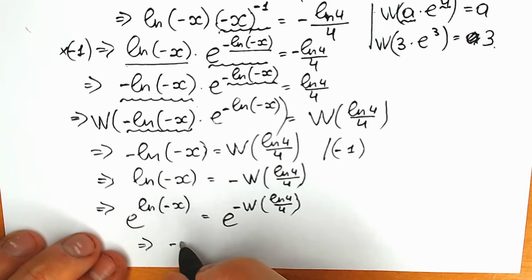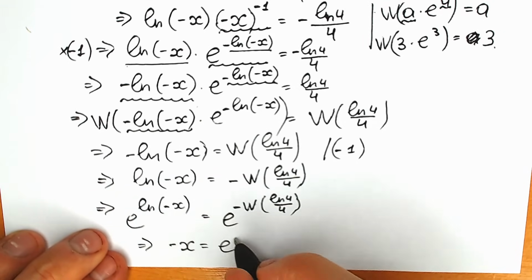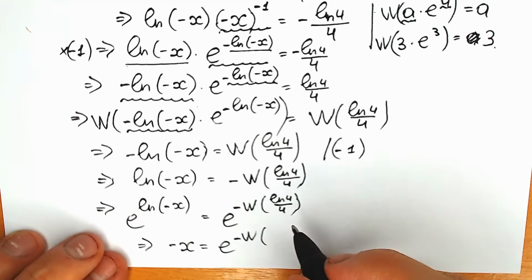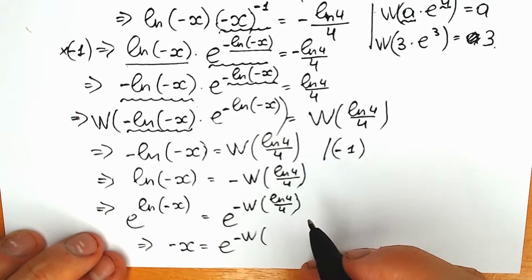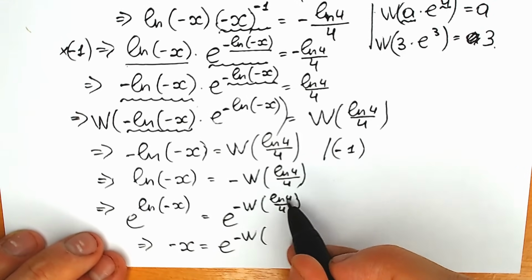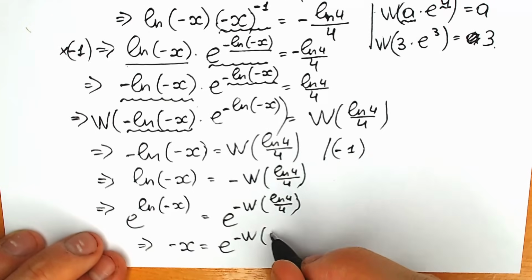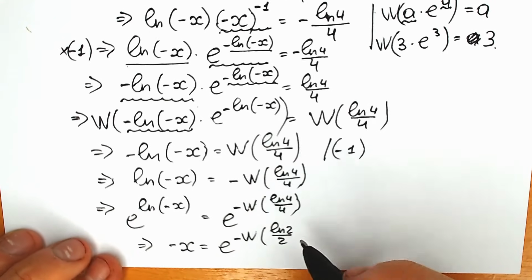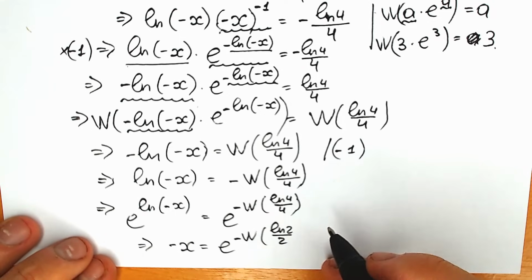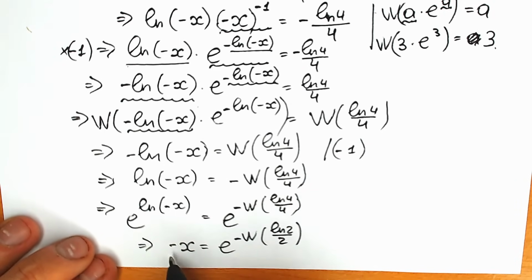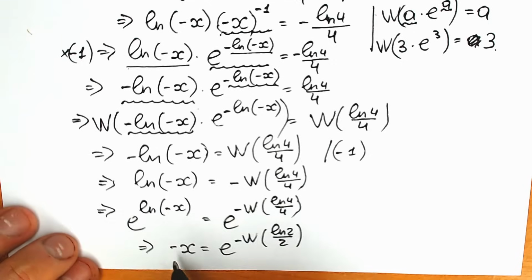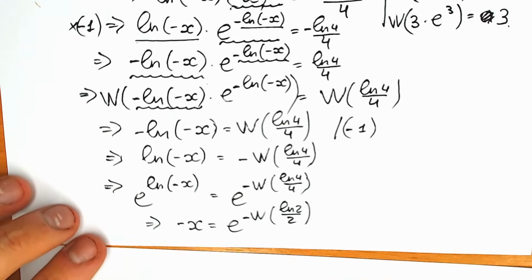So we have only our minus x equal to e to the power minus Lambert W function of natural log 4. I can write it, according to our simplification in the beginning, as natural log 2 squared. These 2 will come down right here, so we can change it to natural log 2 over 2. We had the same thing in the beginning, you can easily scroll this video back. And of course the final thing is to multiply both sides by -1, and as a result we will have our answer.